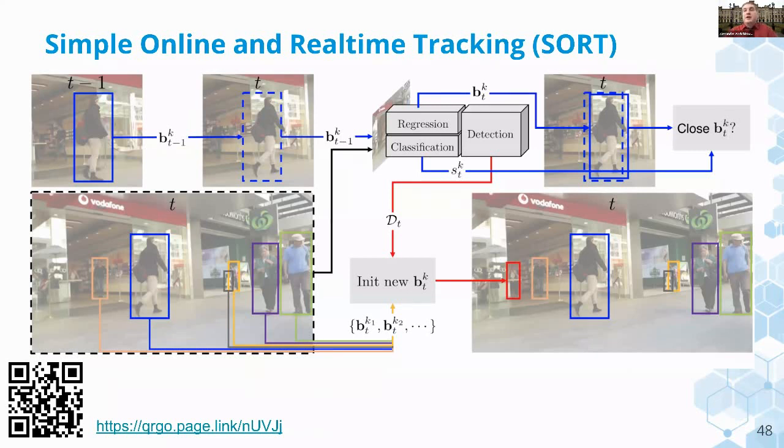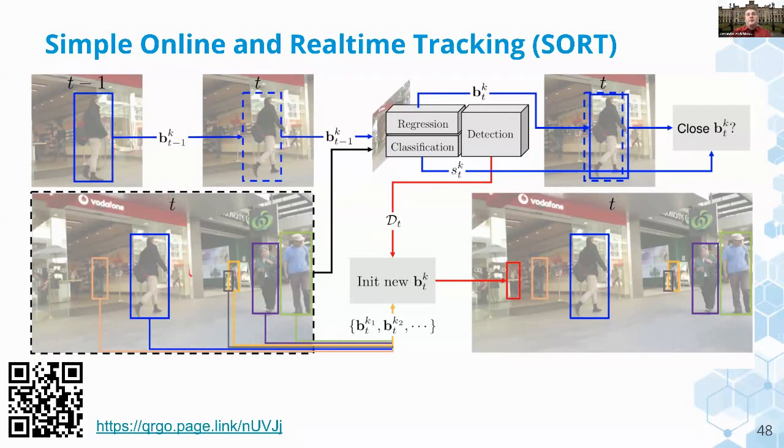So we will start with the SORT algorithm, which stands for Simple Online and Real-Time Tracking. It's quite straightforward, and almost everyone that tried to work with video object detection comes up with such an algorithm. It works in the following way. Assume that we have some trajectories of some objects up to frame t-1, and we want to prolong this history of object trajectories to frame t.